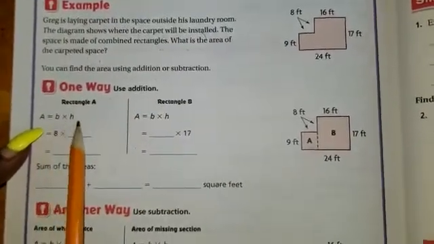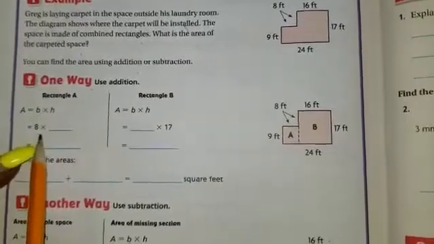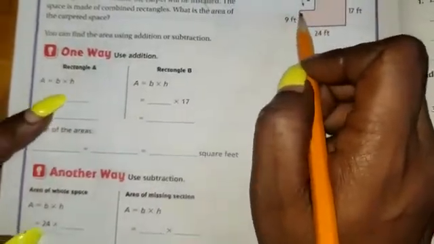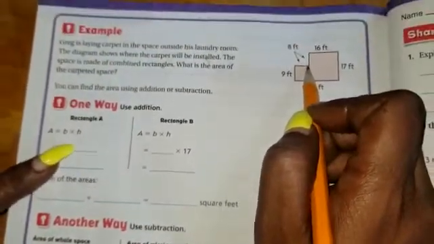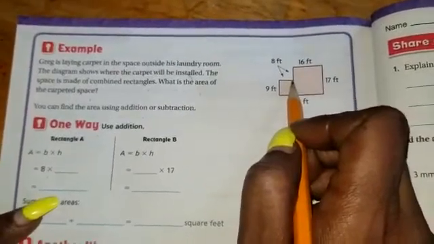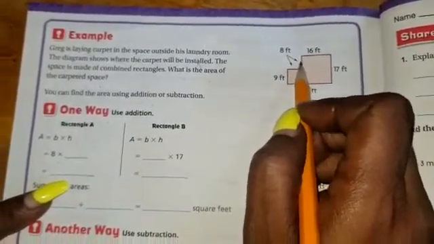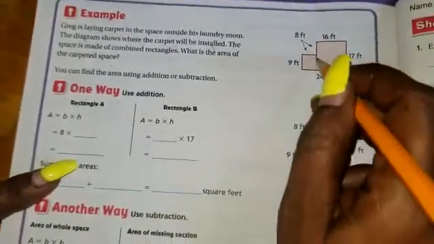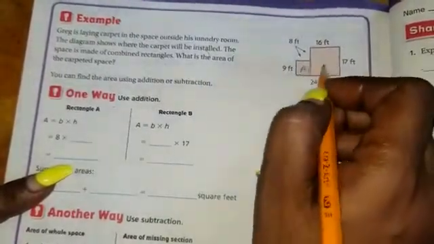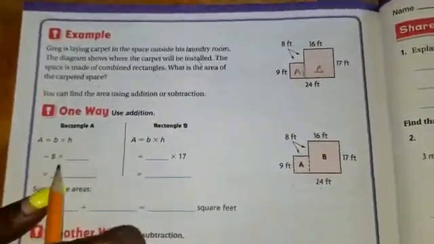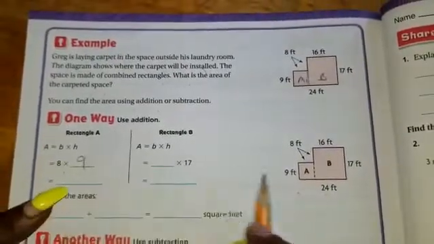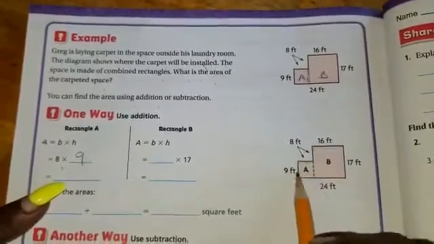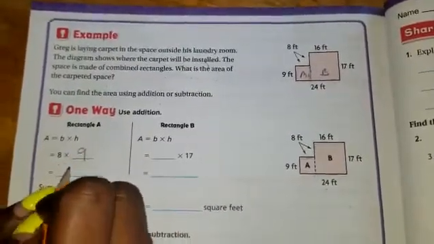Area equals base times height. So 8 times, let's see, this is for rectangle A. Let me see where they've cut it. I think they did it like this. Yeah, it's right there. Okay, so the first rectangle is 8 times 9. Can you see it there? If you cut it down the middle, this side's 8 times 9. And 8 times 9 is 72.